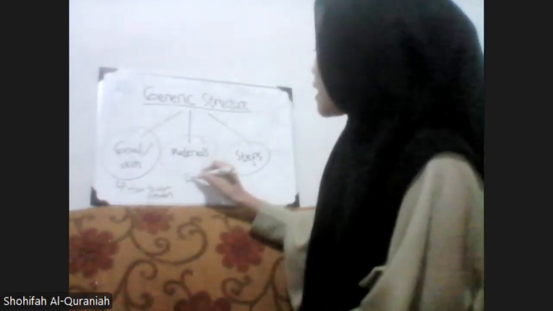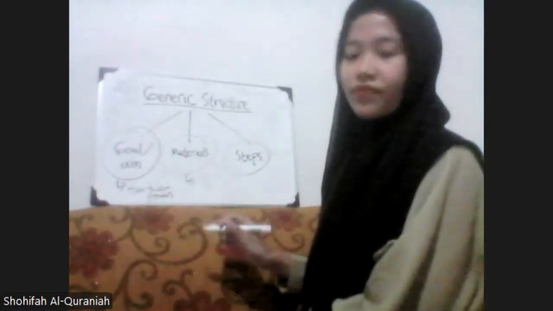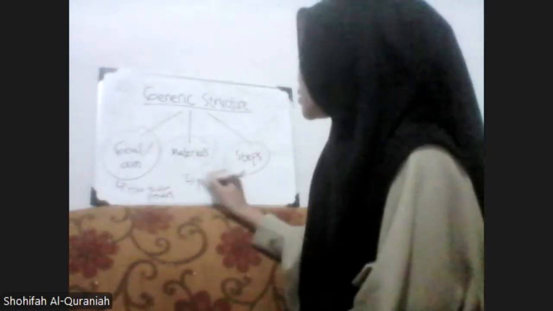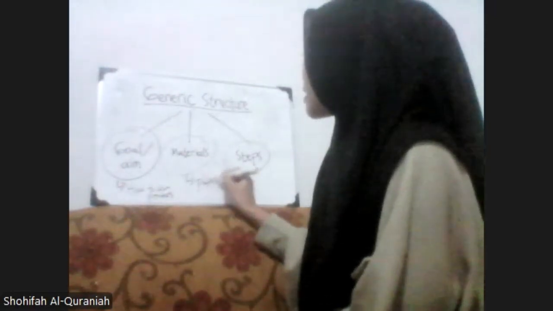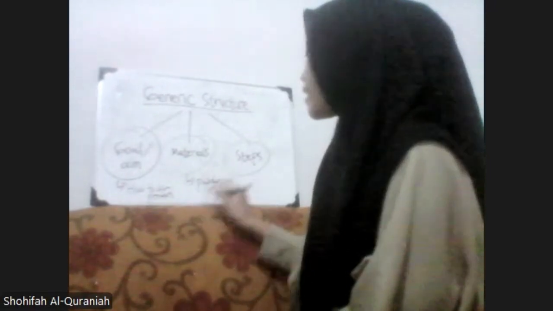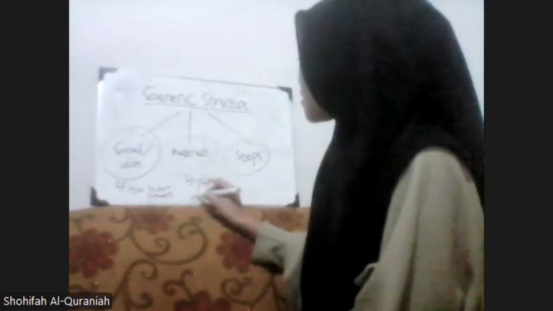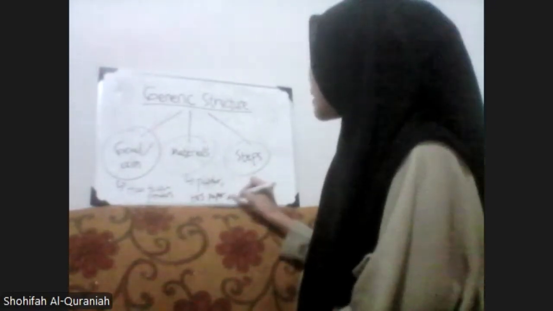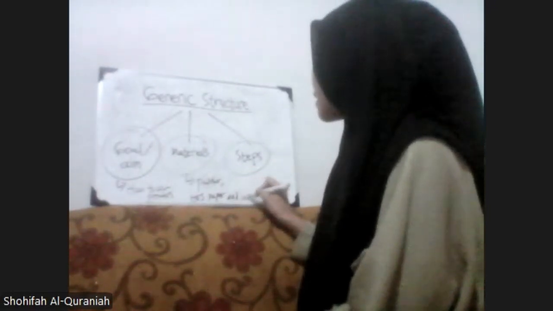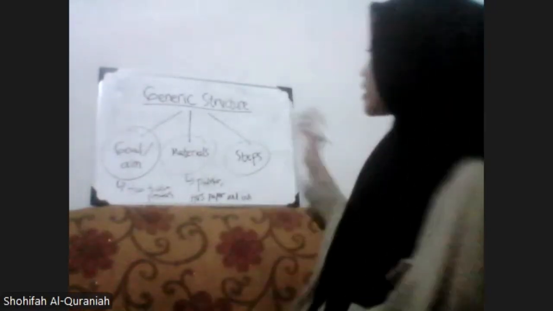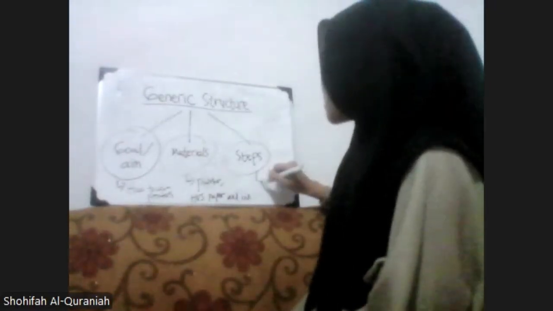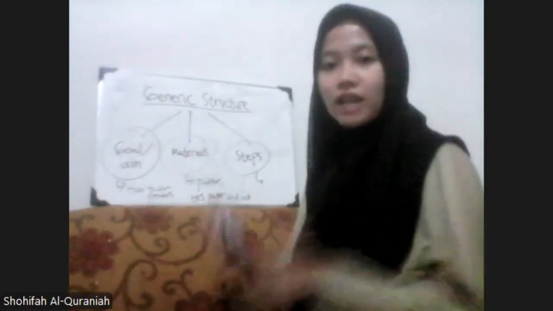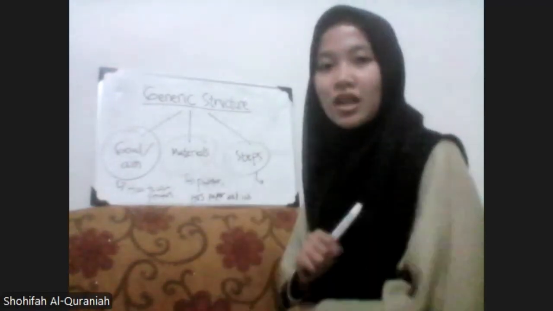And then what are the materials? The printer, and then the HVS paper and ink, right? Okay, so the last is the steps themselves. There are 6 steps on how to use a printer.